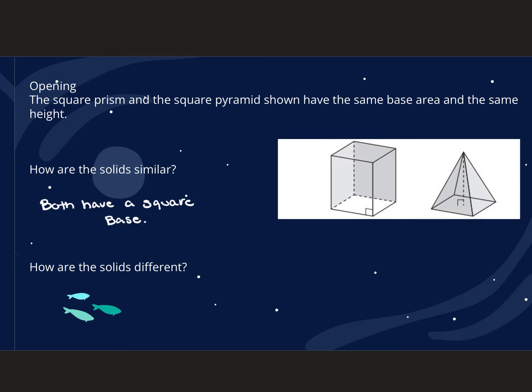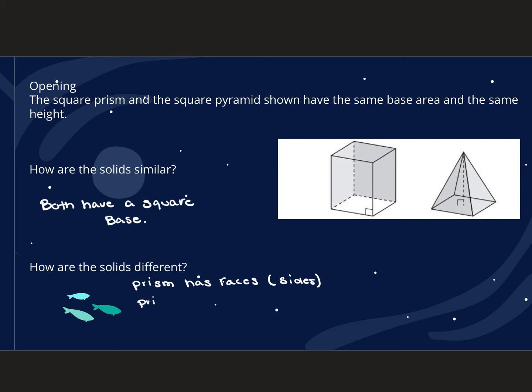Now tell me, how are the solids different? Again, these answers could vary, but we could say that the prism has more faces, or in other words, sides. We can also say that all of the faces of the prism are rectangles, whereas the pyramid has triangles.